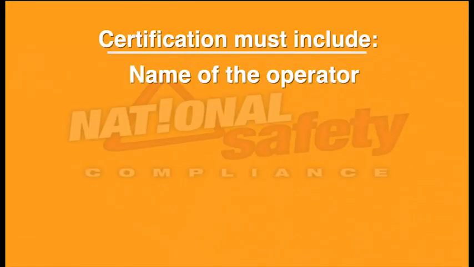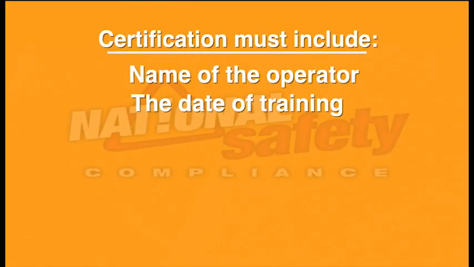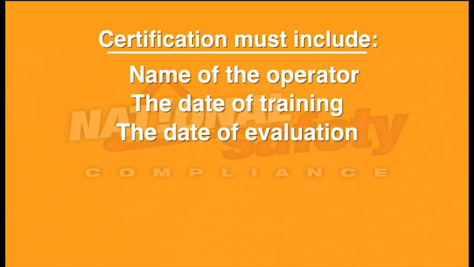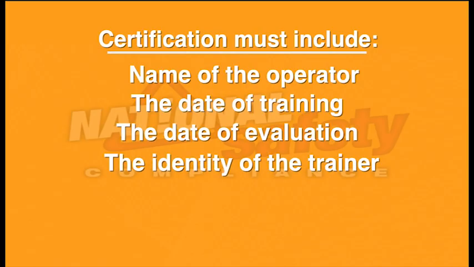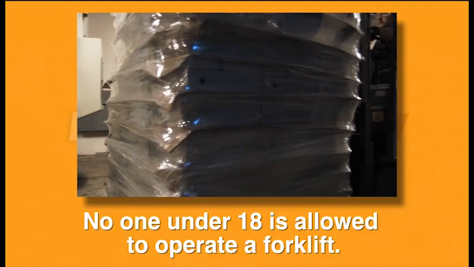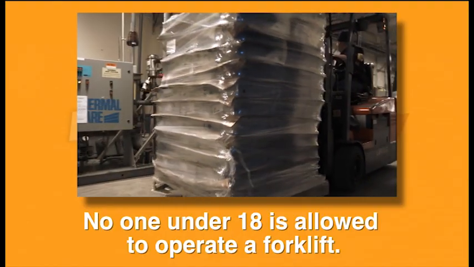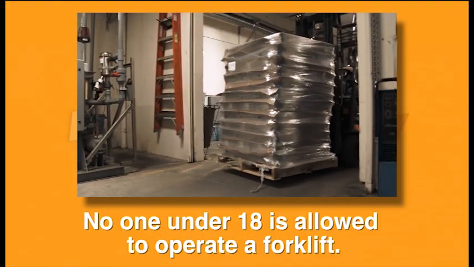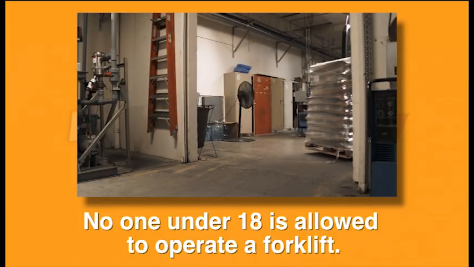Certification must include the name of the operator, the date of training, the date of evaluation, and the identity of the trainer. It is a violation of federal law for anyone under 18 years of age to operate a forklift.